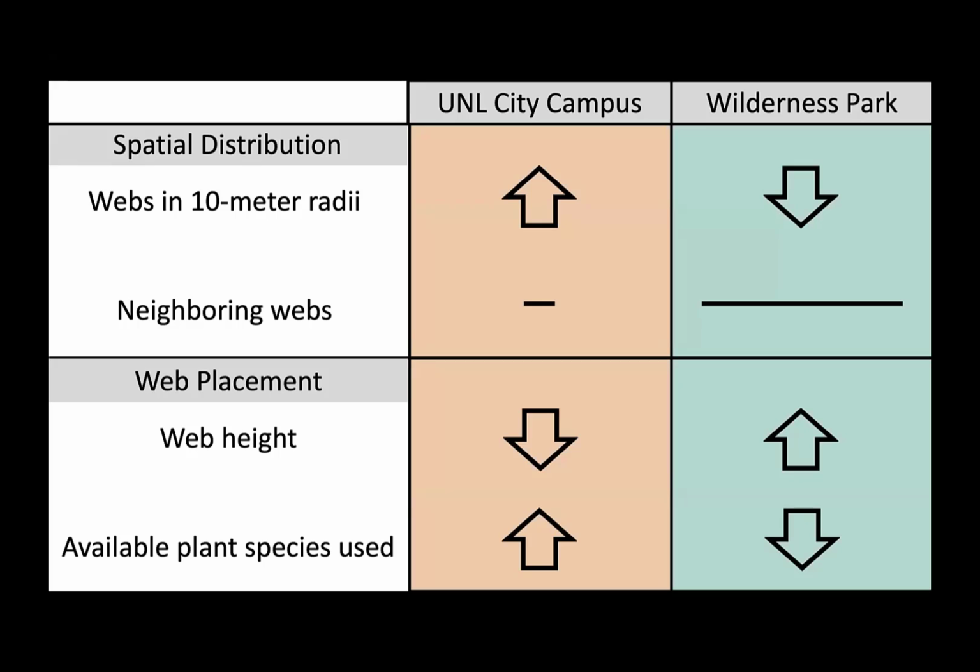And then when we looked at the web placement, webs were proportionally lower on their substrates on city campus, and they used proportionally more of the plant species that were available to them.